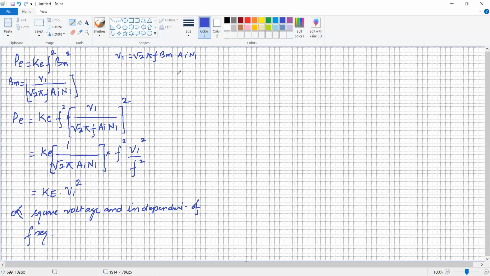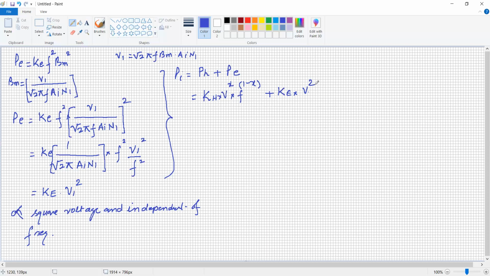So the total iron loss Pi equals Ph, the hysteresis loss, plus Pe, the eddy current loss, which is equal to Kh into V raised to x into f raised to 1 minus x, plus Ke into V raised to 2, where V is V1, squared.